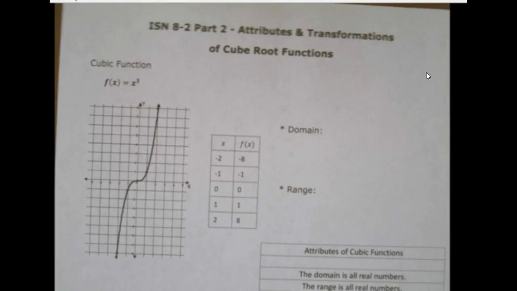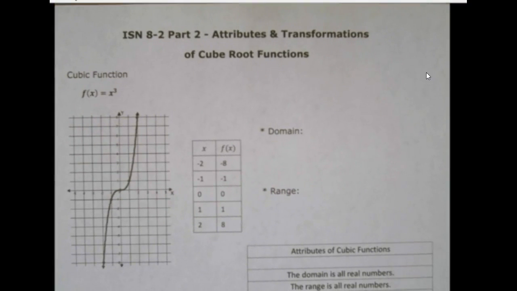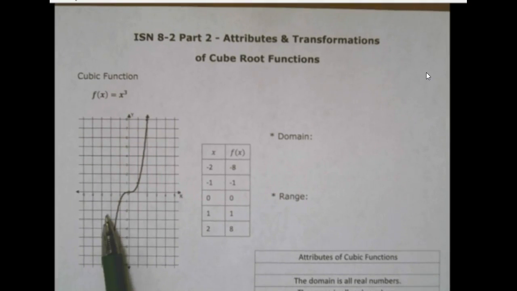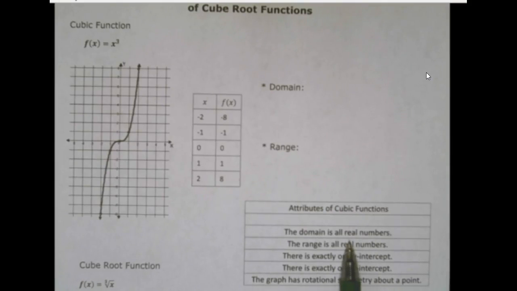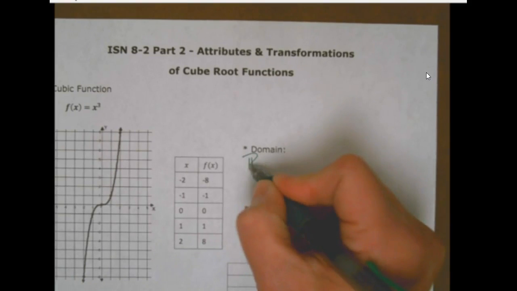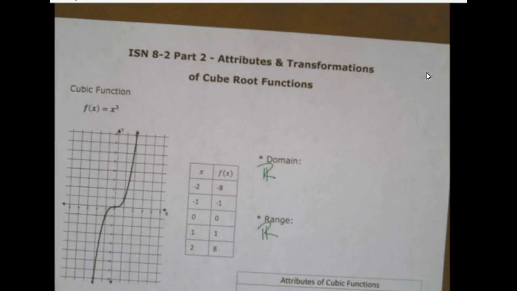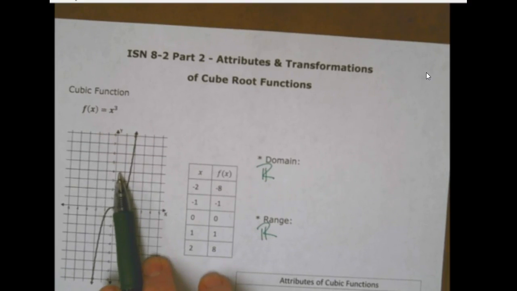We are very quickly going to look. Now, do you see that this second part starts exactly the same way? You have the exact same graph, the exact same table, the exact same attributes. The domain and the range are all real numbers. This is on the white one. Are you in the right place?